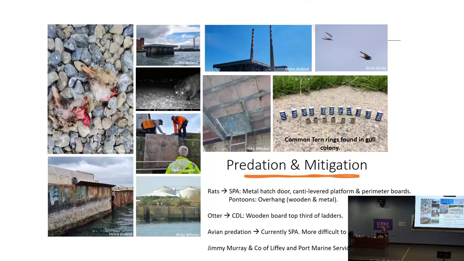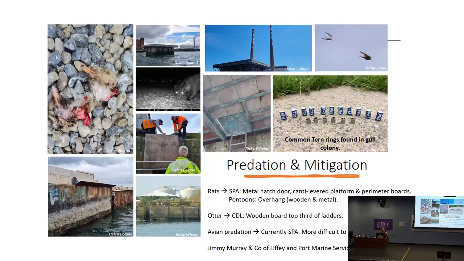So with the rats, some of the modifications that have been made: when ESB renovated the SPA platform, they installed a metal hatch door, which stops any rats from hopping up into the colony. They also created this amazing cantilevered platform. You can see it on the top. It's the second photo from the left on the top. It's an amazing cantilevered platform with this wooden perimeter. Again, it just makes it really difficult for mammalian predators to get in.